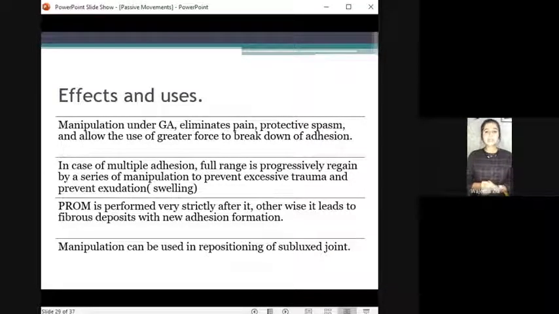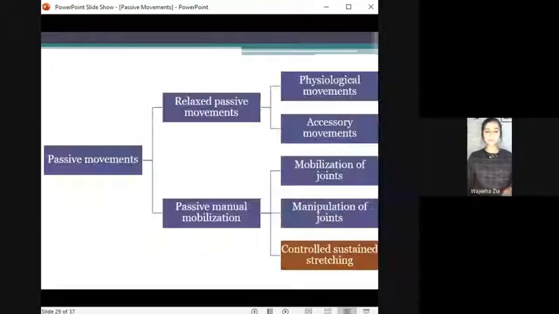Manipulation under general anesthesia helps to eliminate the pain of the patient. It will also eliminate the protective spasm and allow the surgeon to apply greater force to break down the adhesions. But in case of multiple adhesions, the full range is progressively regained by a series of manipulations to prevent excessive trauma and to prevent the swelling. Because this swelling further leads to the formation of new adhesions. Manipulation can also be used for the relocation or the repositioning of the subluxed joint. Suppose there is dislocation of the shoulder joint, so it can be relocated by the manipulation.